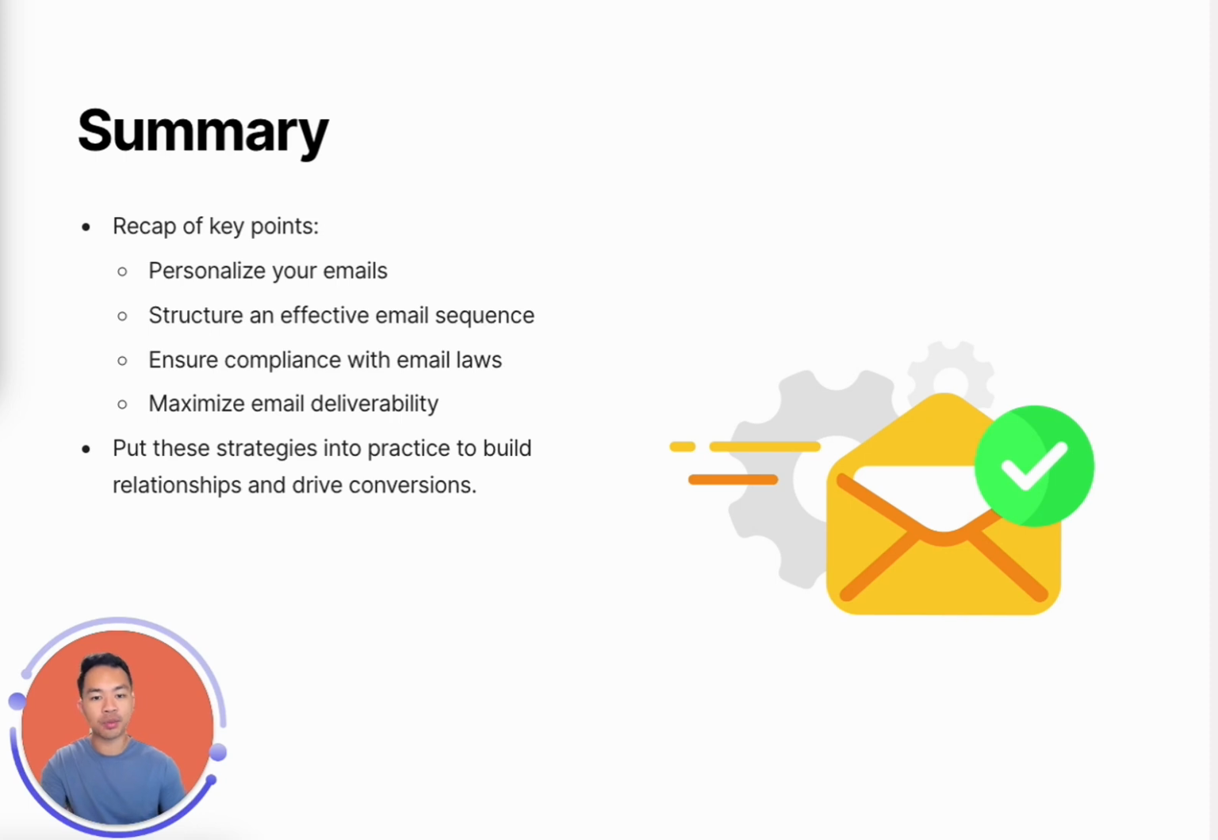So technical tips for high deliverability were also crucial aspects of this. Using good ESP providers, authenticating your domain, maintaining a clean email list, and monitoring your sender's reputation all contribute to ensuring your emails reach the intended inbox. So now it's time to put these strategies into practice. Start by crafting your first email sequence using the tips and techniques we covered. Test different approaches, analyze the results, and refine your strategy to achieve the best possible outcome.